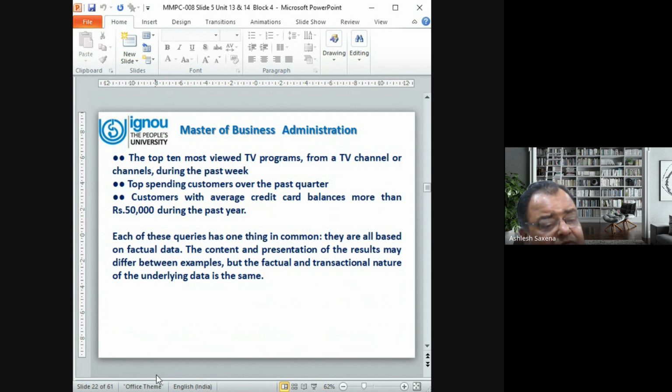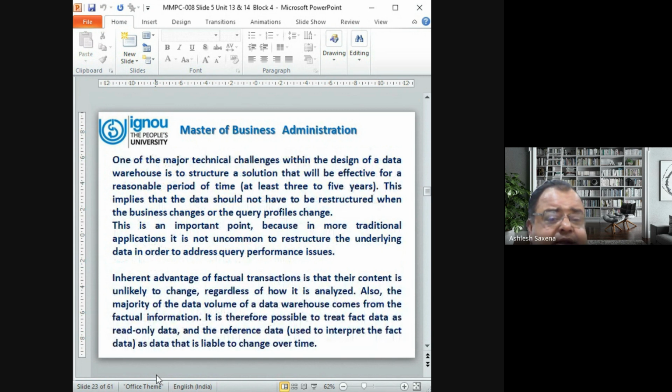They are all based on factual data. The content and presentation of the results may differ between examples, but the factual and transactional nature of the underlying data is the same. One of the major technical challenges within the design of a data warehouse is to structure a solution that will be effective for a reasonable period of time, that is, at least 3 to 5 years.